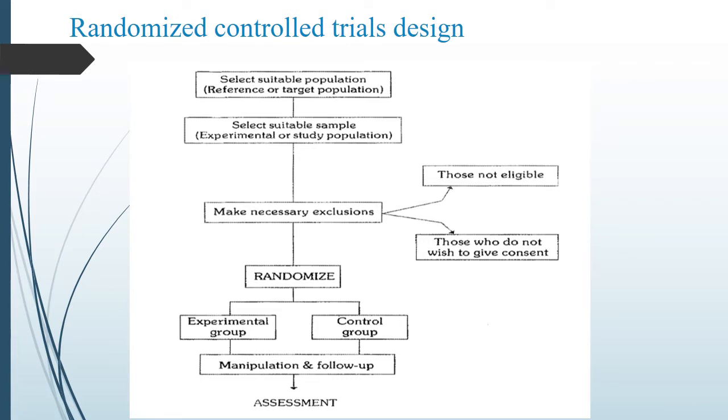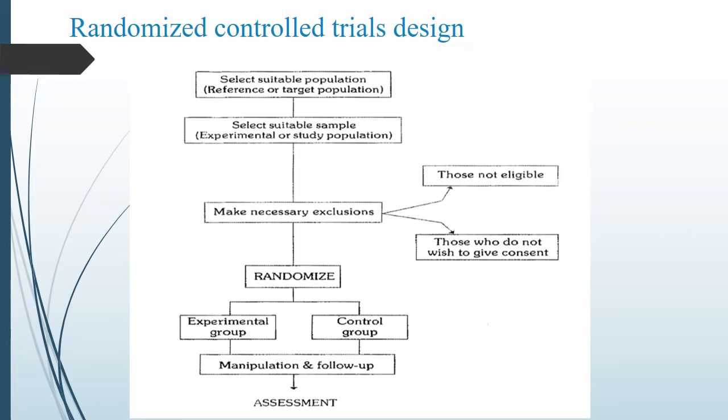Take an example of pregnant women. First, select a suitable population, which is pregnant women. Then select suitable samples. Maybe I select women aged between 25 and 30 years who are pregnant. Those are the people I will select.